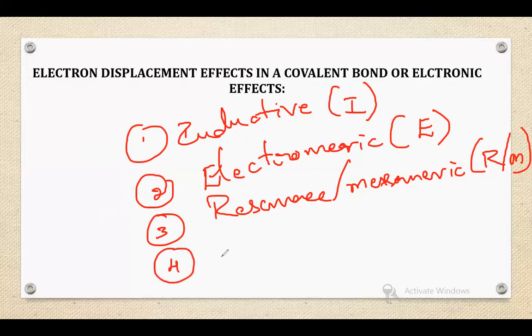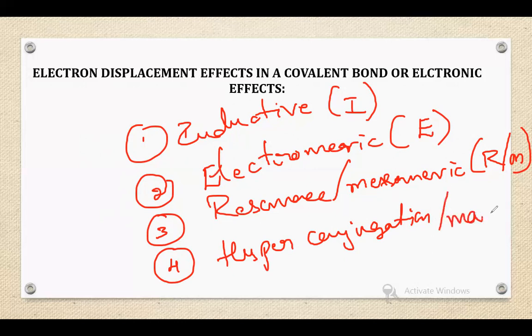The fourth one is hyperconjugation. Hyperconjugation is also known as the Baker-Nathan effect, or no-bond resonance, non-bonded electron. Okay, so these are the different types of electronic effects. So we need to discuss the electronic effect.